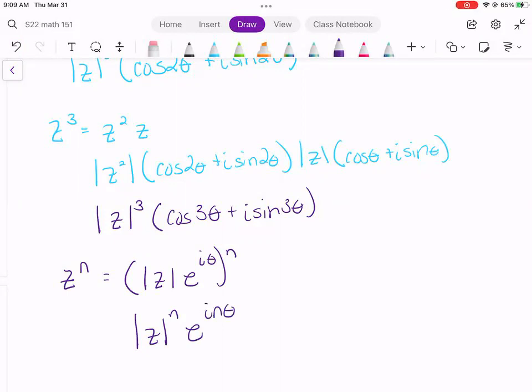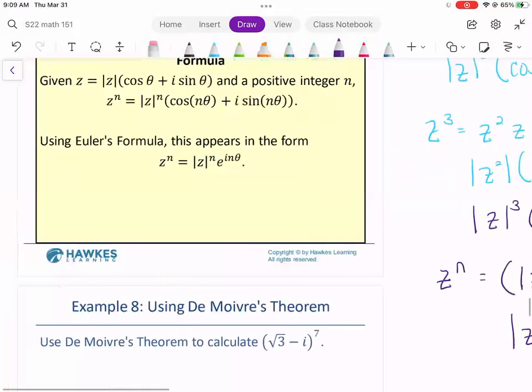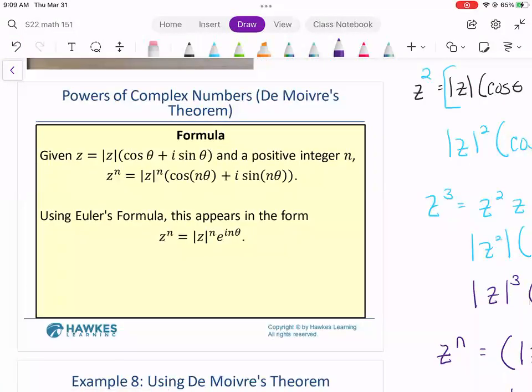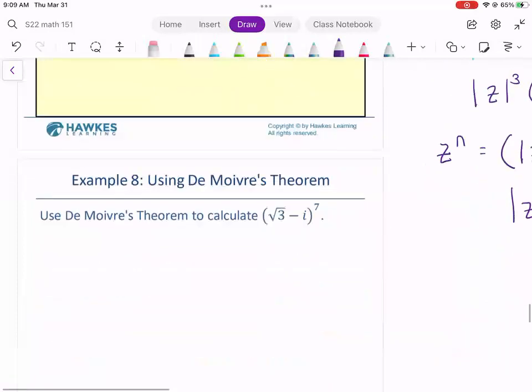That observation leads us to De Moivre's formula, De Moivre's theorem, which tells us that if we have this z and a positive integer n, we can write it in this formula quickly. We do not have to multiply it out n times. And then using Euler's formula, we can put it in this format. So let's use De Moivre's theorem.